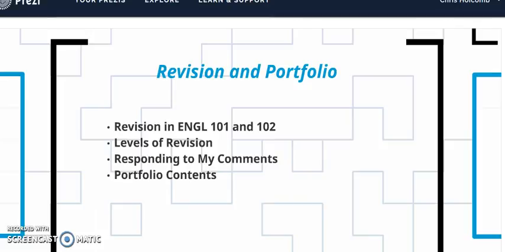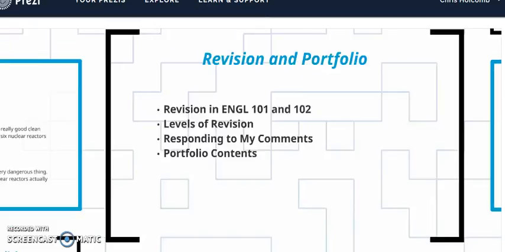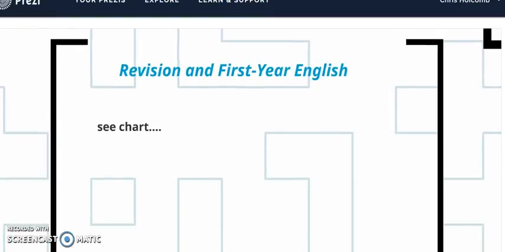Okay, so let's go ahead and start with the first one, revision in English 101 and 102 in general. Revision is the centerpiece of the writing pedagogy in all sections of English 101 and English 102. Students draft a paper, they get feedback from their peers and their instructors, and then they revise their papers based on that feedback and turn everything in at the end of the semester under a single cover, which is the portfolio.